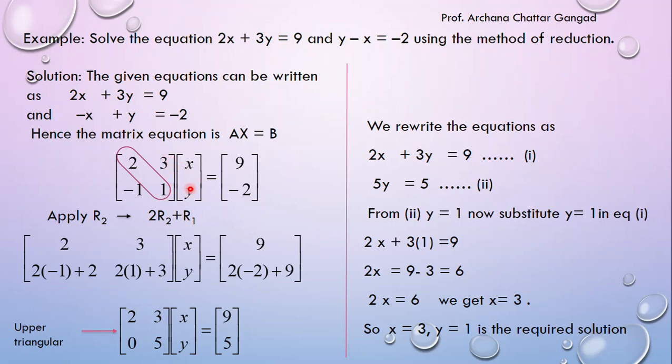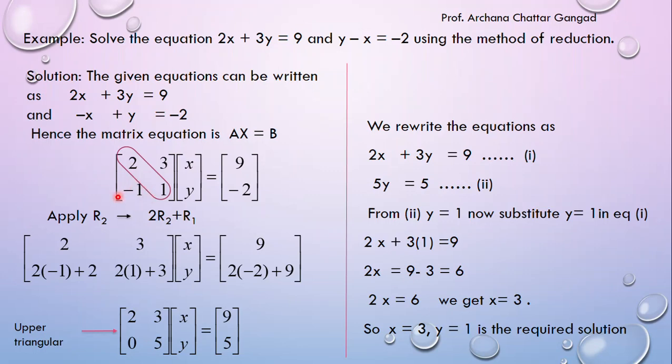X is a variable matrix, only two variables are given to us, x and y. So write only x, y. Equal to right hand side constant values are 9 and minus 2. So B matrix is 9, minus 2. Now second step, we have to reduce the coefficient matrix A to the upper triangular matrix by using suitable row elementary transformation. So this is your diagonal element 2, 1. Below this diagonal, that means this position a21, you have to make 0.